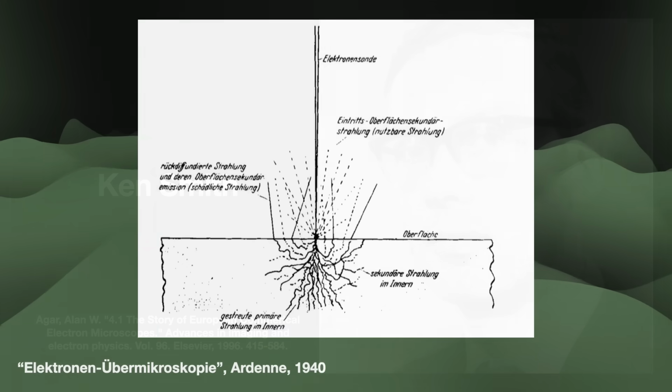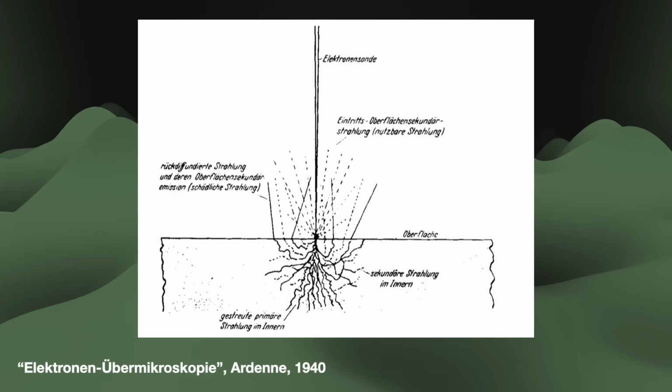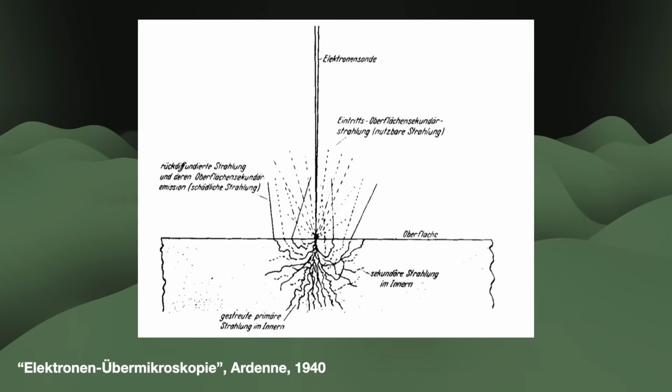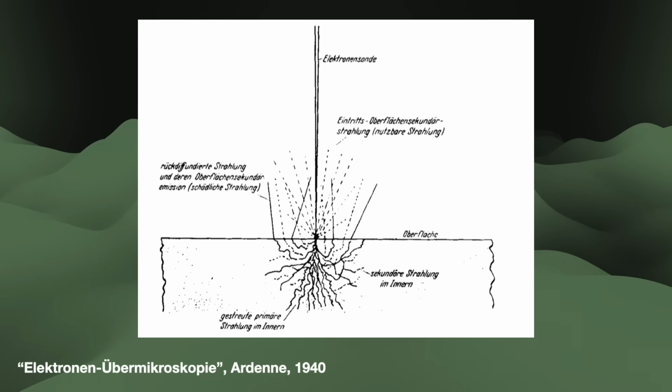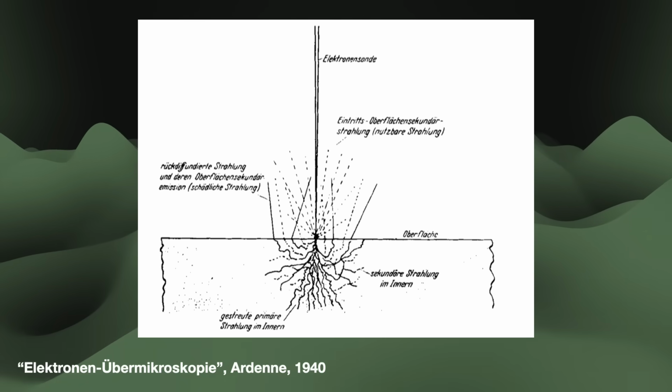As I mentioned, Ardenne had pointed this out before, but when McMullen was building his machine, he did not collect those secondary electrons because he thought they would hurt the image quality. As it turns out, collecting those secondary electrons, as well as emitted light and X-rays from the sample, boosted image quality by a factor of 50.